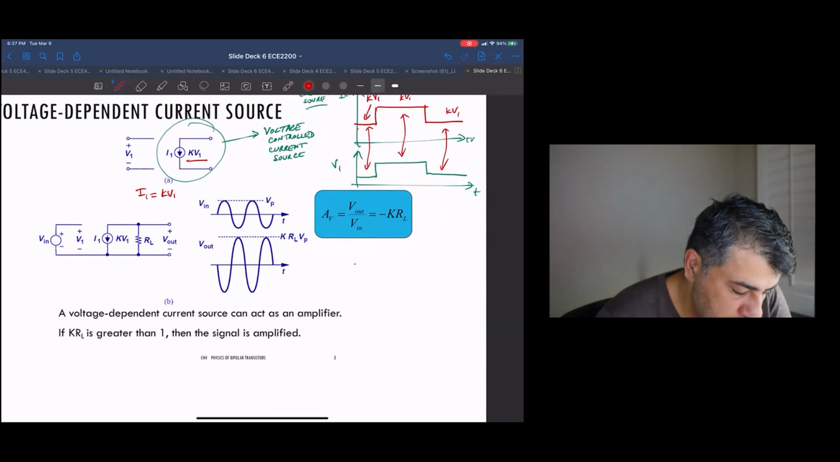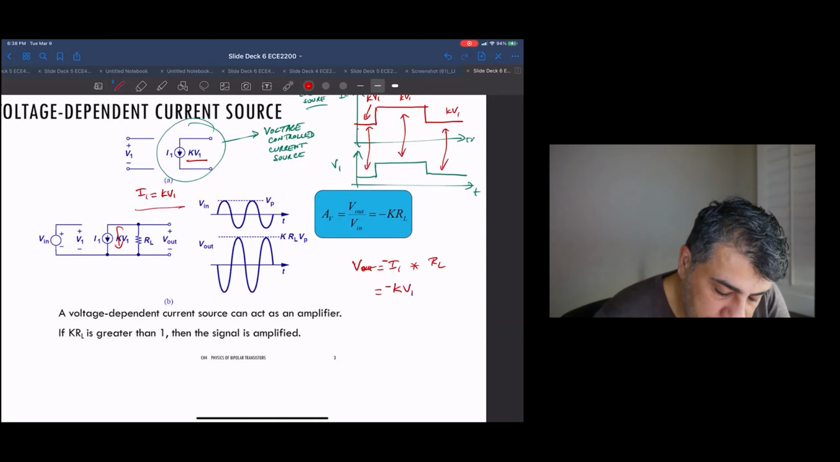V out is the only current going through this resistor. Of course it's going in this direction, so V out will have a negative value. Basically V out is equal to minus I1, because it's going in this direction, times R sub L. We already said I1 was K V1, times R sub L. So you get V1 times K R sub L.